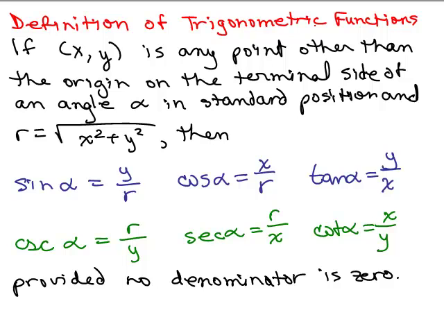As a reminder, here's the definition of the trigonometric functions. If we have an angle in standard position passing through the point xy, and r is the square root of x squared plus y squared, then we can find the sine, cosine, tangent, cosecant, secant, and cotangent. For our problem, we're looking for the sine, the cosine, and the cotangent.